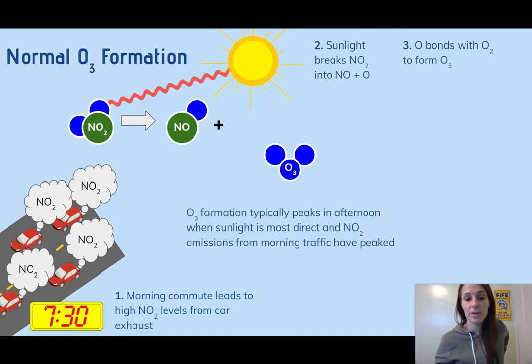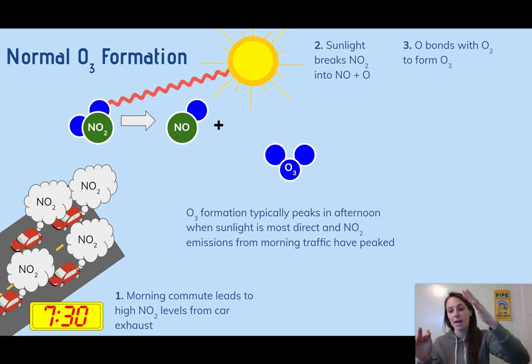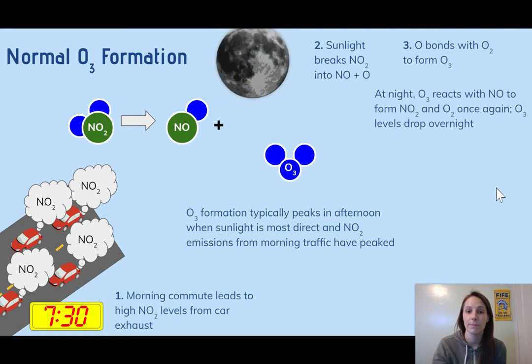Now, typically we're going to see ozone formation peaking in the afternoon when sunlight is most direct and we've had a lot of that nitrogen dioxide emission making its way up into the atmosphere after our morning traffic has peaked, and now we've got warmth. And so in the afternoon is where we actually get a spike in this ozone formation.